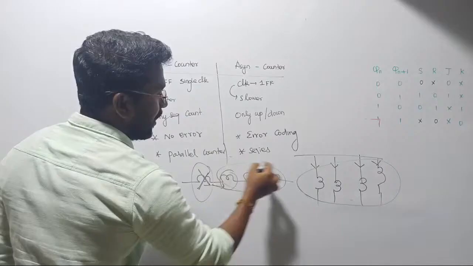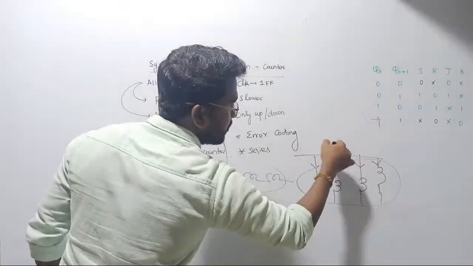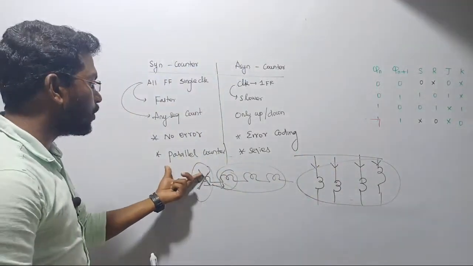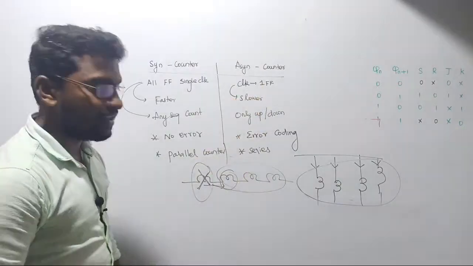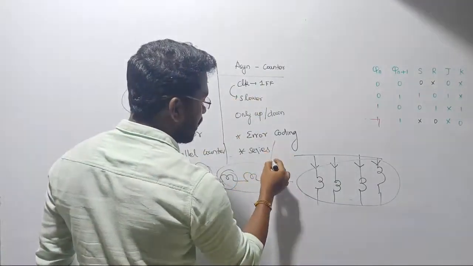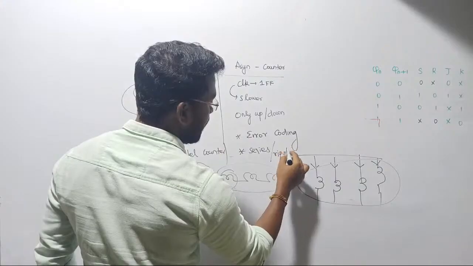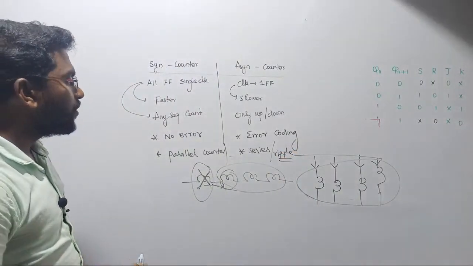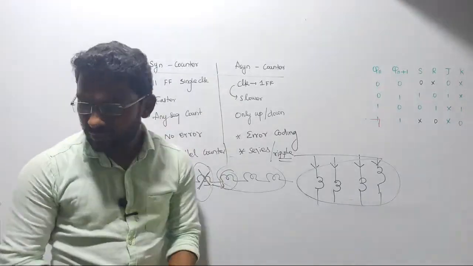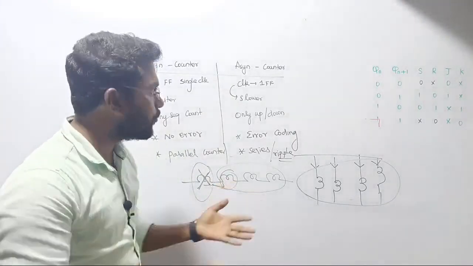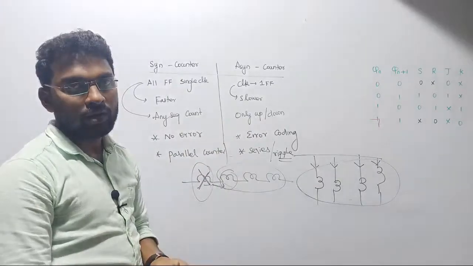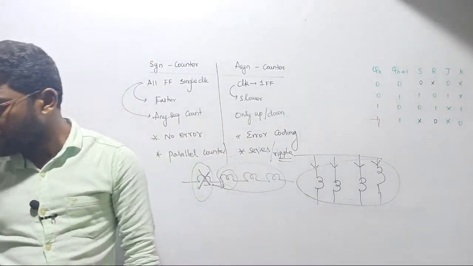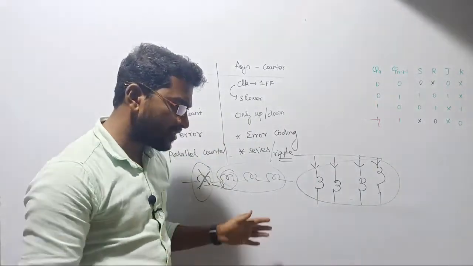So this is called parallel. Parallel means all flip-flops will be triggered with a single clock. That is called a parallel counter. Whereas this is called a series counter. Of course, this is also called a ripple counter. We know there is one more name for this, which is also called a ripple counter. Right? I hope things are very clear to you all. So these are some of the differences between synchronous counter and asynchronous counter. So with this, the counter part is completely over, right?